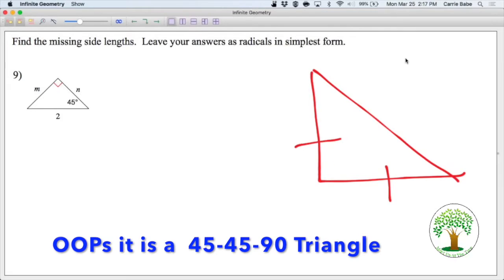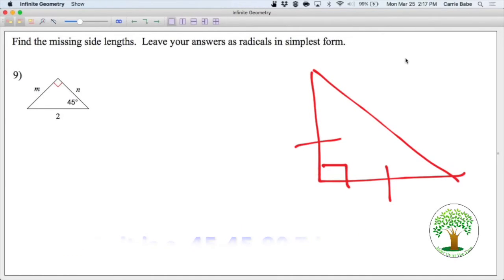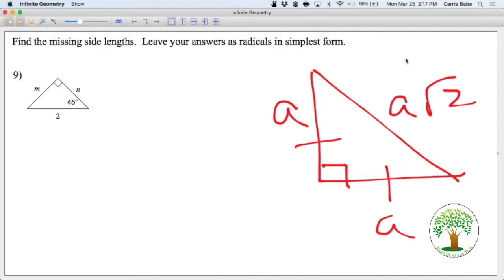What is the relationship between the legs and the hypotenuse? What were the little letters that I'm supposed to put up there? A, A square root 2. Very good. So this time, if we know the hypotenuse, what do you have to do to get the leg on number 9? You have to divide by square root. That's correct. We have to divide by the square root of 2.